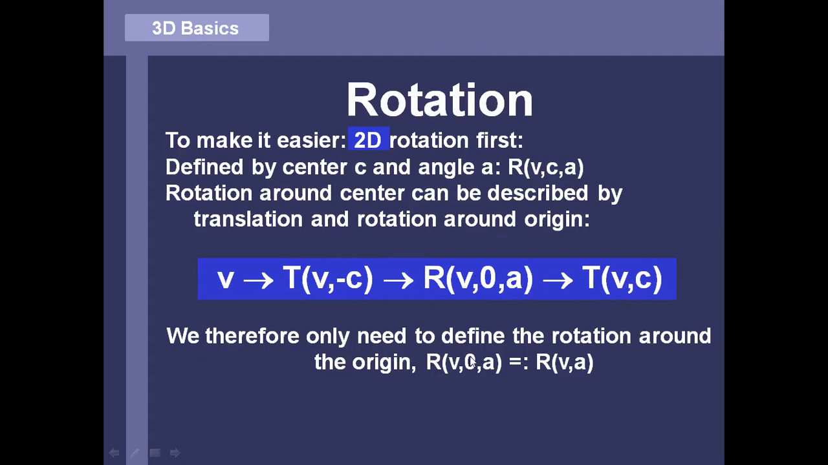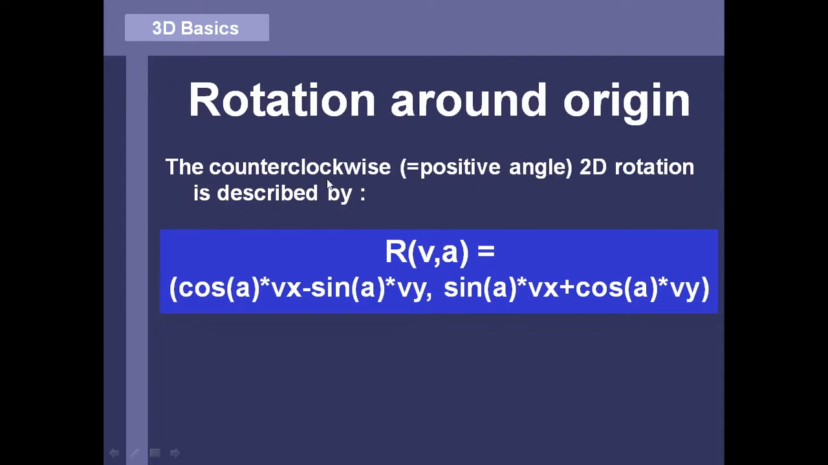Rotation around an origin. This is how rotation can be computed. Rotation around origin is the counterclockwise, that is the positive angle 2D rotation, which is described by, and this is very important, cos A into Vx minus sin A into Vy, then sin A into Vx plus cos A into Vy. This is the rotation value.